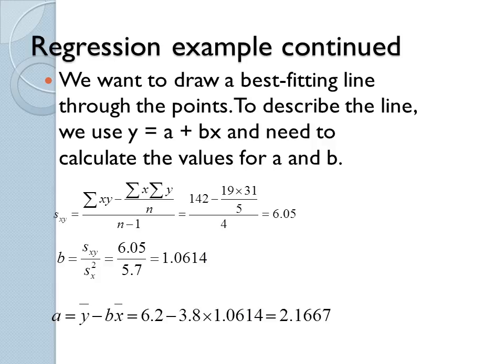Then we're going to calculate the intercept. In order to do that, we get the mean of y, and then we plug in, or we replace the b with the slope, which we just calculated now, and we multiply it by the mean for x. And what we get as the intercept is 2.1667.